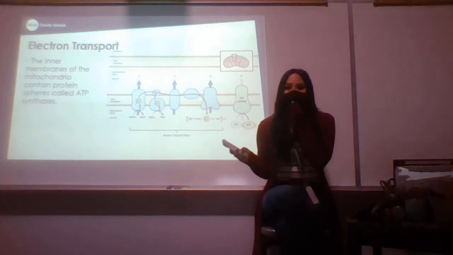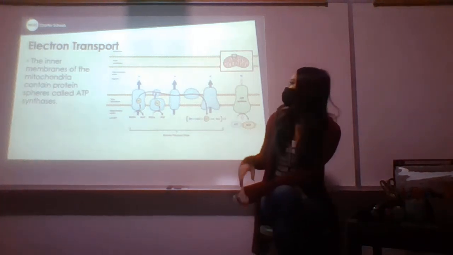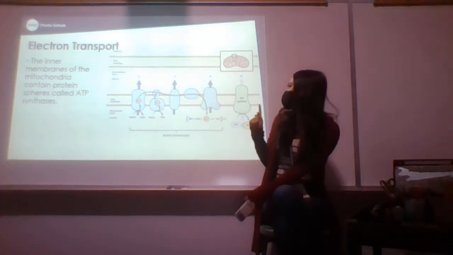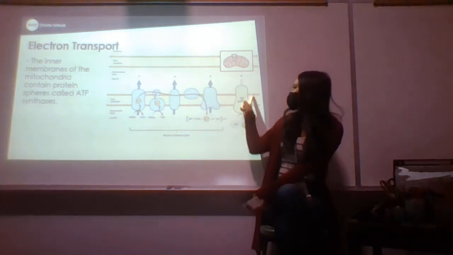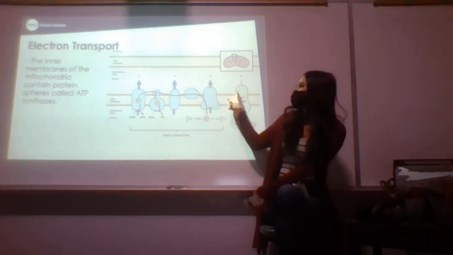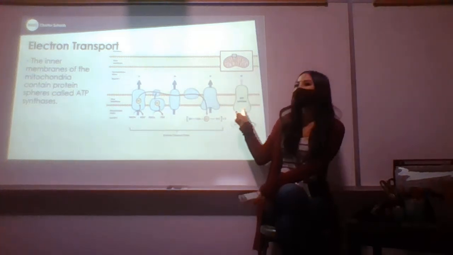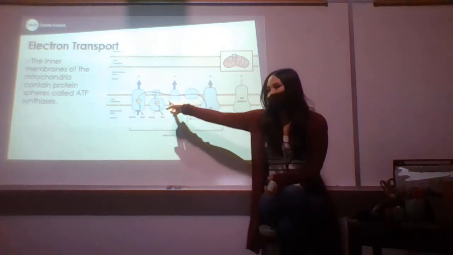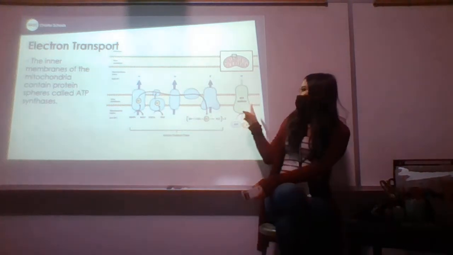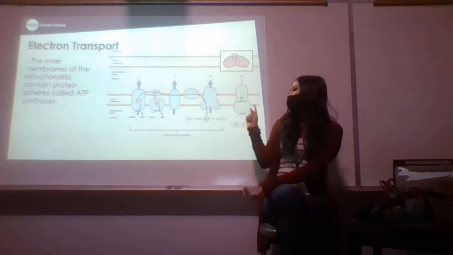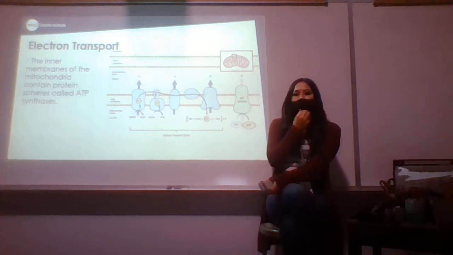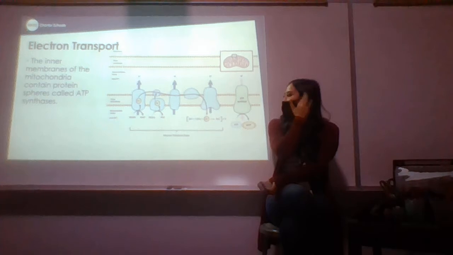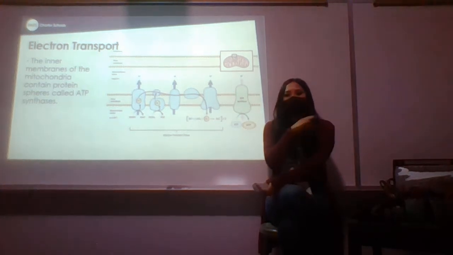Okay. So the inner membranes of the mitochondria contain protein spheres called ATP synthase. So there's this protein that's at the end of the electron transport chain. This is the one that you do need to know what it is and what it's called. These ones you don't. These ones do have their own names and are specific, but we don't need to go into that much detail. You do need to know the ATP synthase molecule though. It's a membrane protein and it's going to do a very important job.